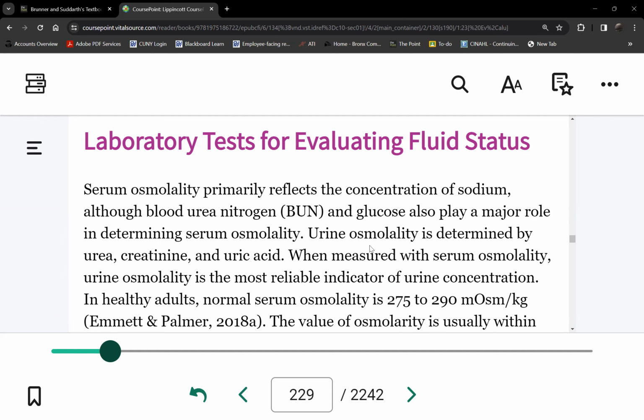Very good though. Most accurate is the weight, with one exception. We'll do that next semester, which is burns. So burns is the only exception, but in all other conditions, weight is the number one indicator, right? In dialysis, we use that a lot.